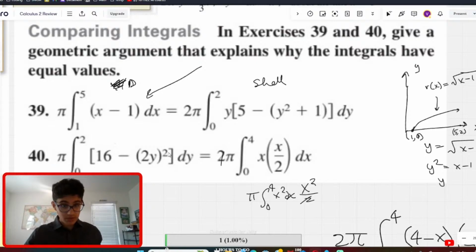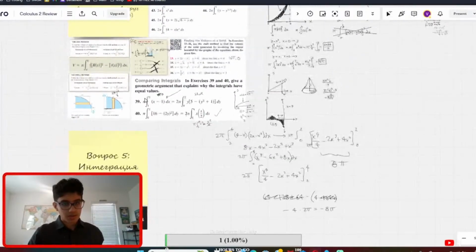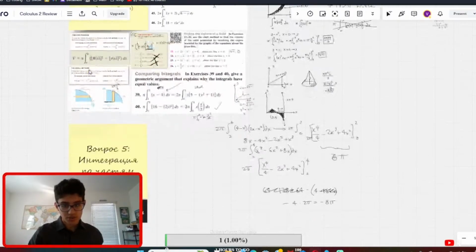Over here, though, you have to figure this out. You have to integrate it, then put in these bounds, and it gets a bit messier. So over here, the shell method, which is this one, is better. Over here, the disk method was better. Okay, so I think that's all we need to know for this one. This will account for 2 questions on my test.